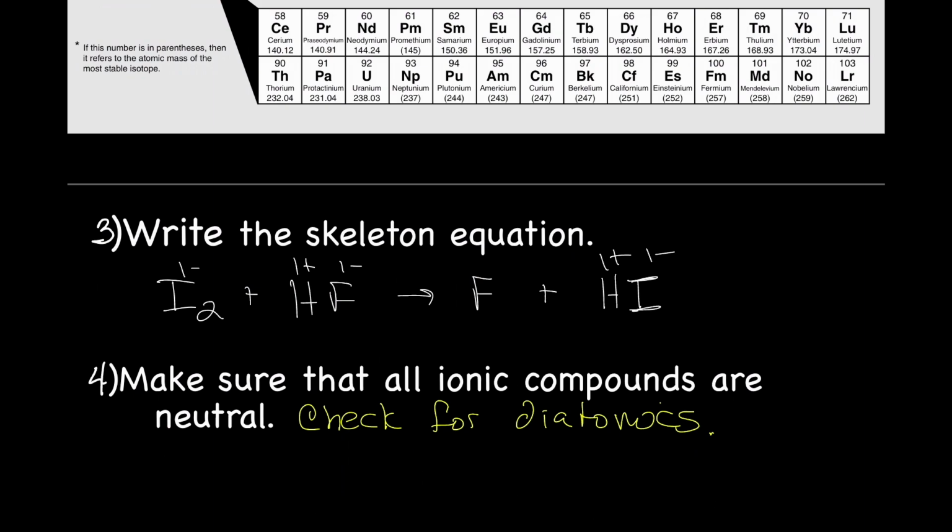All right, so now let's make sure that the ionic compounds are neutral. Well, we have H 1 plus and I 1 minus. We have the same number of positive and negative charges. So that's neutral, so we're good there. Our formula is going to be HI. We also need to check for diatomics with the single atoms. And F is indeed a diatomic. So, and he's all by himself there. So we need to add a 2.